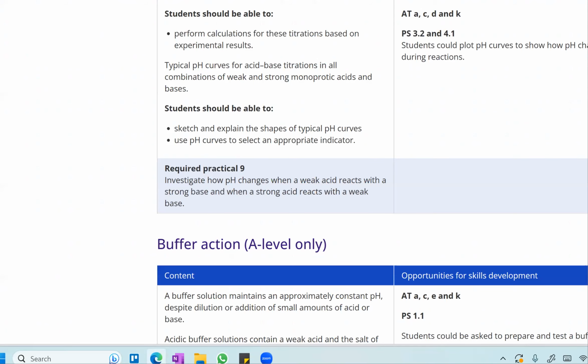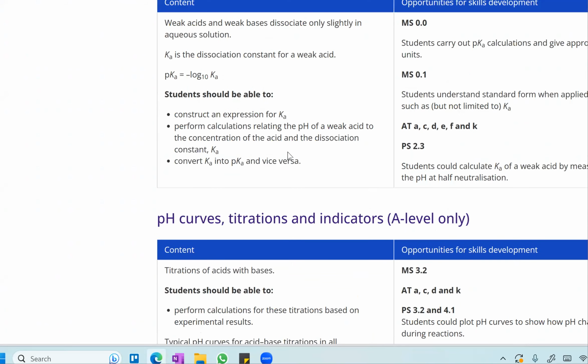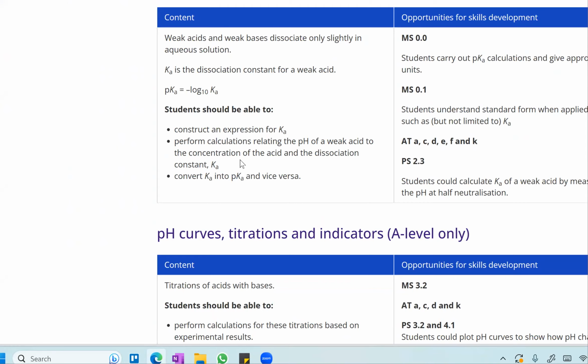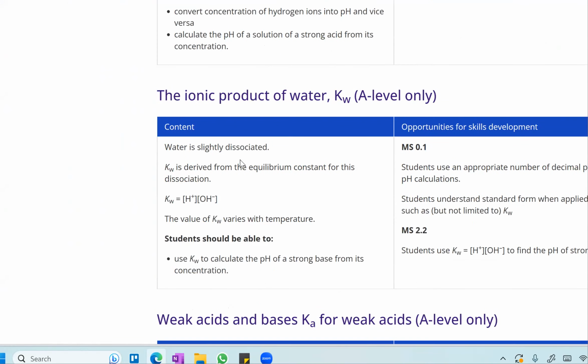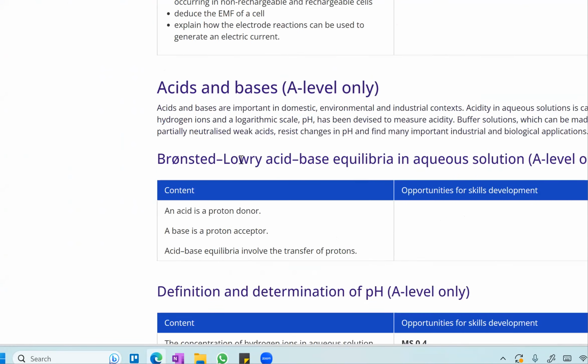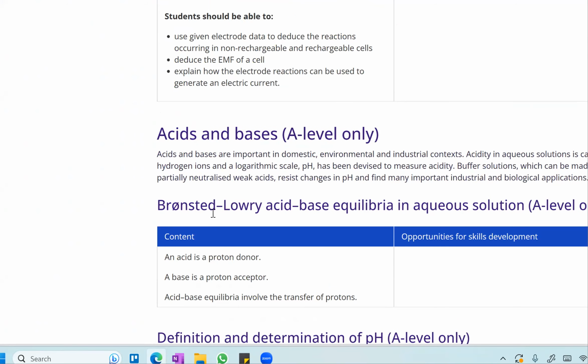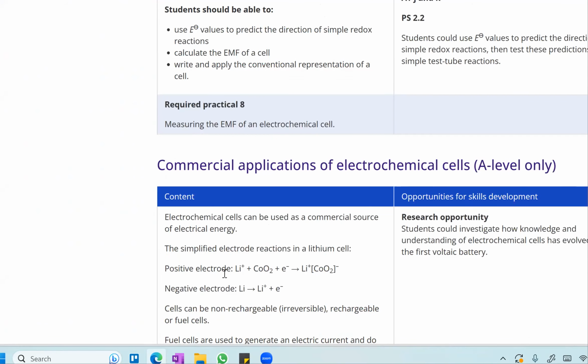Haven't we already done this topic? Okay, it's written, I mean KP, right? Oh no, I don't think we've done this. You haven't done weak acids, I mean, you haven't done this. What you have done, I think, is the acid-base concept, right? You know about that.